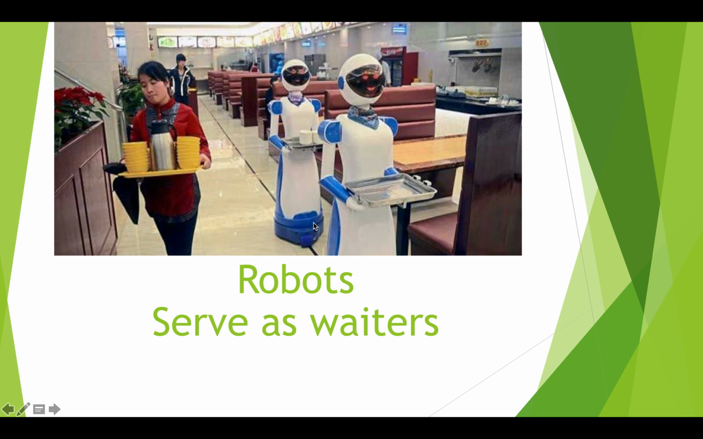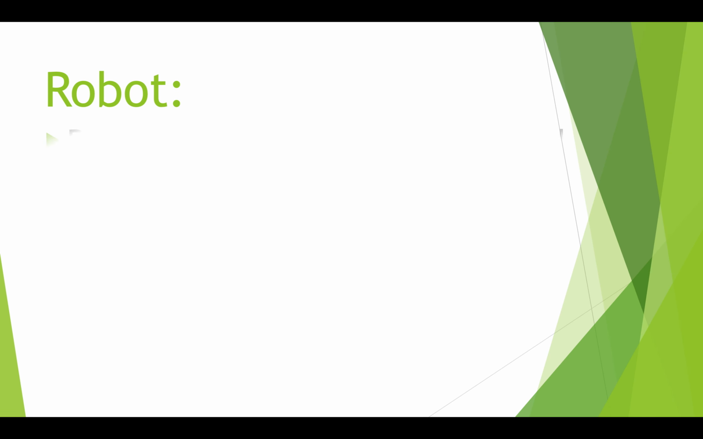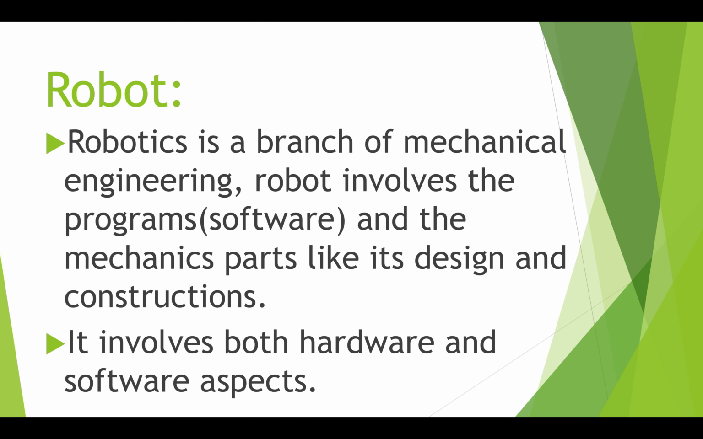Dear students, here robots serve as waiters. Robot. What is robot? Robotics is a branch of mechanical engineering. Robot involves the programs, means software, and the mechanic parts like its design, construction, body. It involves both hardware and software aspects. Students, you can say like this, that the brain of the robot consists of software programs and the body of the robots consists of hardware.